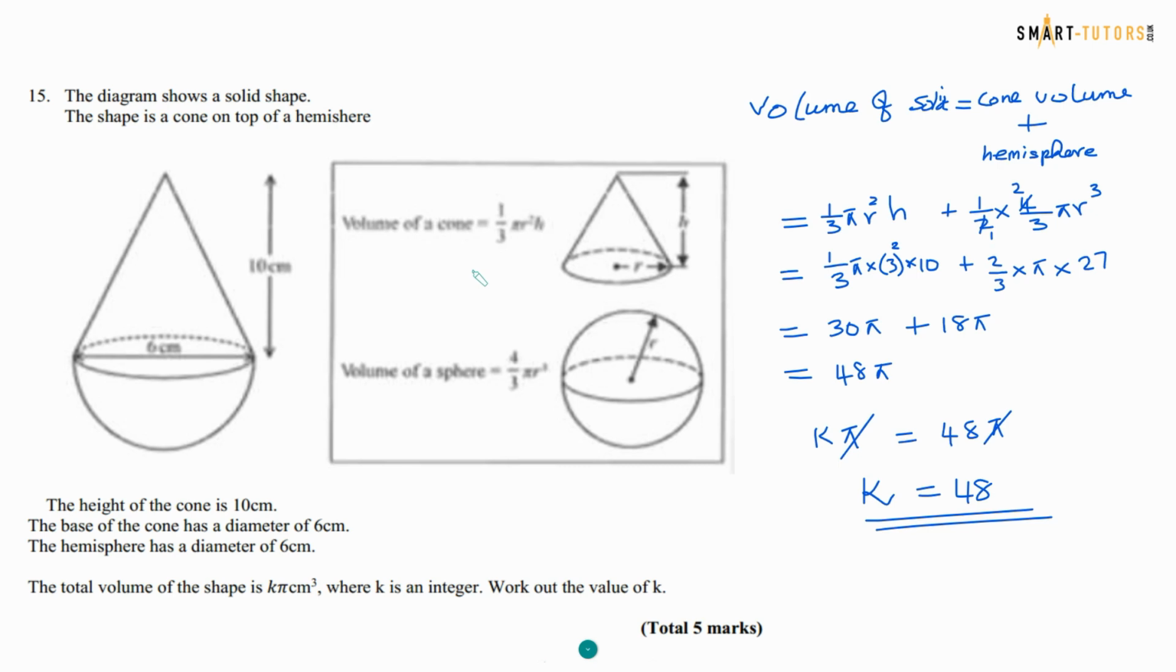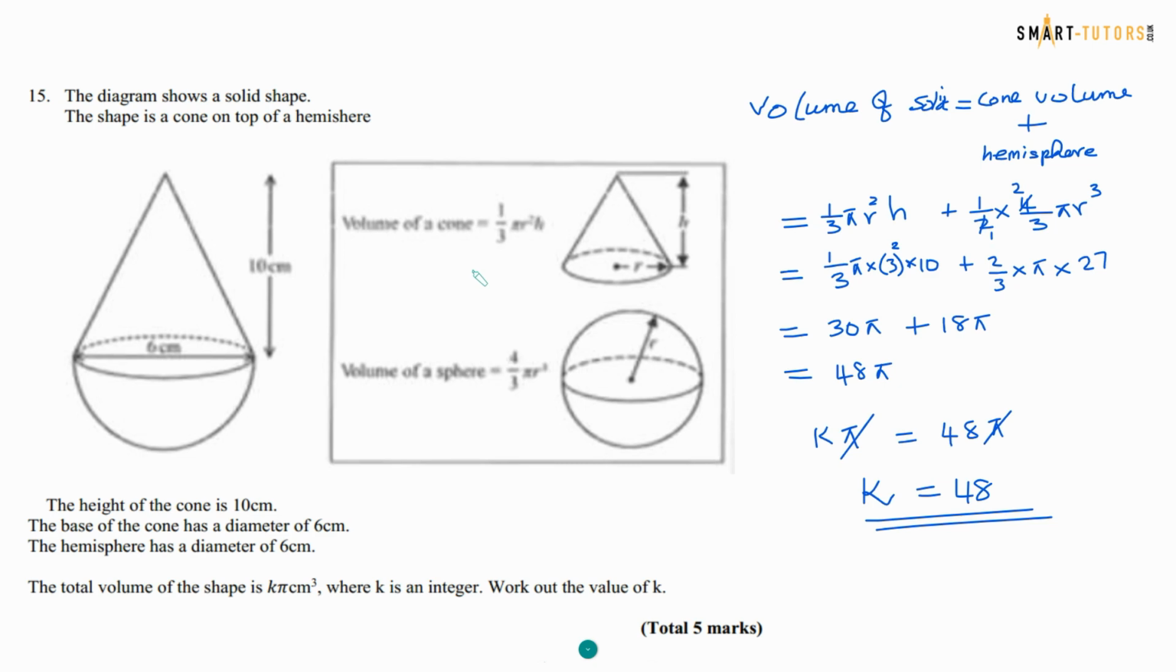Question number 15. The diagram shows a solid shape. The shape is a cone on top of a hemisphere. The height of the cone is 10. The diameter of the base of the cone is 6. The hemisphere's diameter is also 6, so both have matching diameters. The total volume of the shape is k pi, where k is an integer. Work out the value of k.